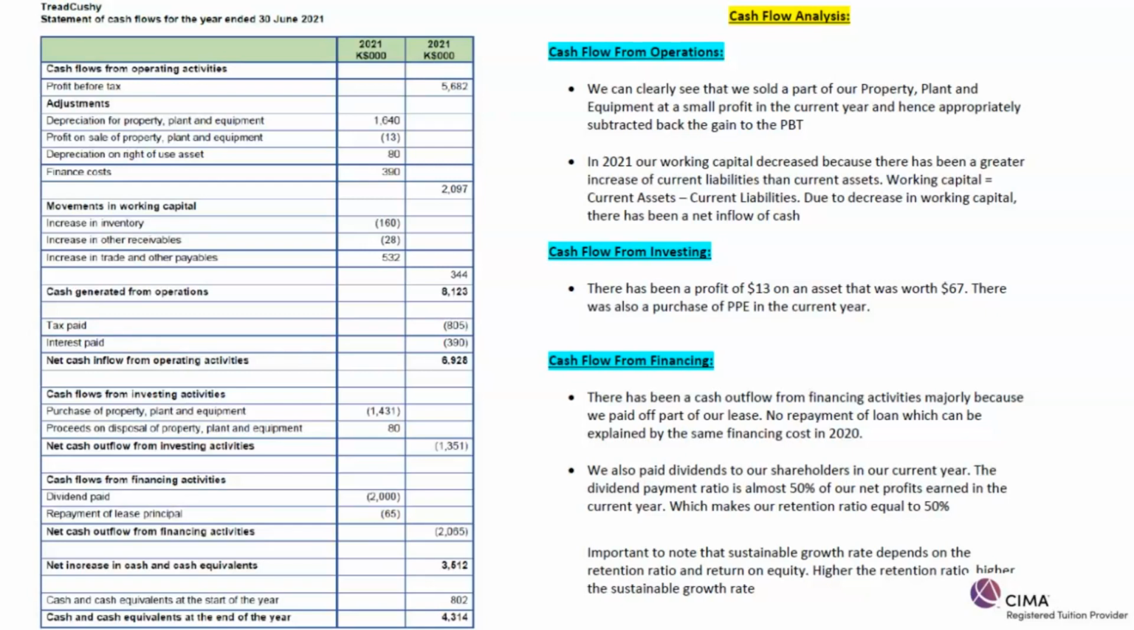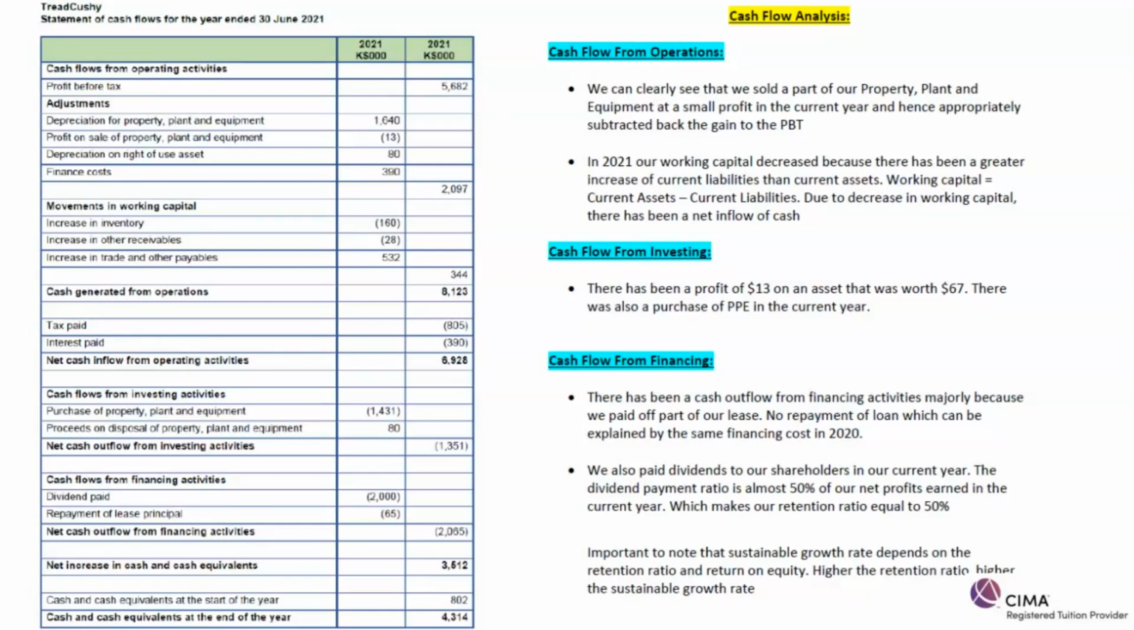So from investing activities, it is very clear that a purchase of property, plant, and equipment was made because our PPE had gone up, and there was a disposal of property, plant, and equipment of 80 given as part of the statement. So there has been a $13,000 profit on an asset that was worth 67, and new PPE was purchased.